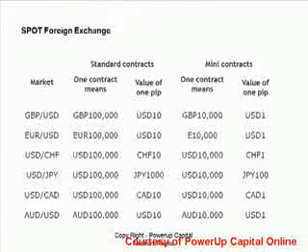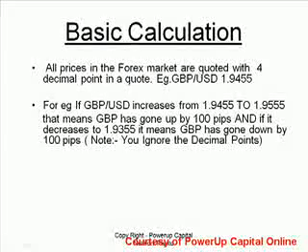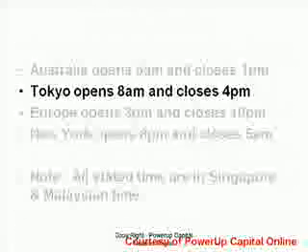So for example, when you looked at British pound US dollar, it increased from 1.9455 to 1.9555. The focus is always on the first currency. So when this goes up by 100 pips, it means British pound is going up. And when it drops from 1.9455 to 1.9355, it means British pound has gone down by 100 pips. So always the focus is on the first currency. So let's look at some more charts.